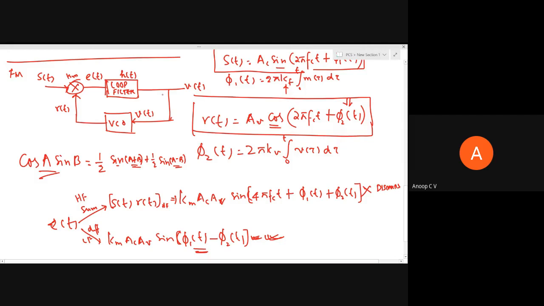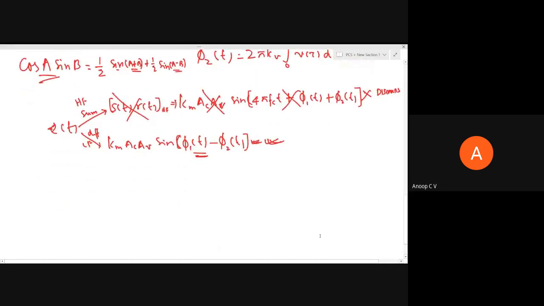So in other words, if you take the Fourier transform of this H of t, it will provide gain only to the low frequency part. The high frequency part it will completely eliminate, or it will provide only less gain, right? So we have to consider only the difference part of E of t. That is the idea. So we can write E of t in terms of phi 1 of t minus phi 2 of t, which I'll call phi E of t.